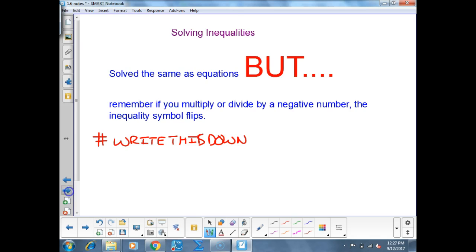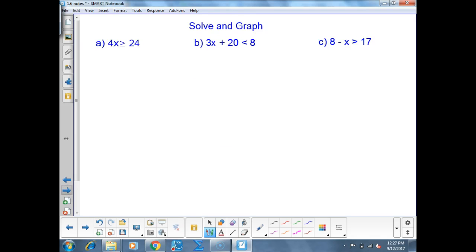Let's try some. Okay? So, your homework this evening is going to have a lot of solves and graphs. And so you're going to go through and you're going to solve the problem. And then that's going to be half of your answer, the inequality solved. The other half of your answer is going to be the graph of that solved inequality.